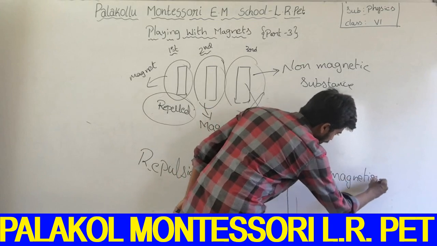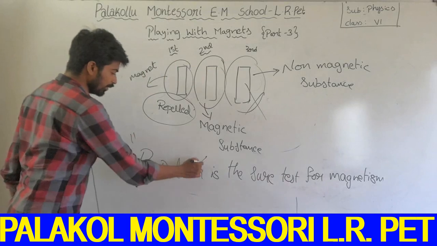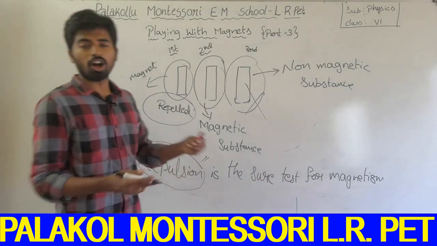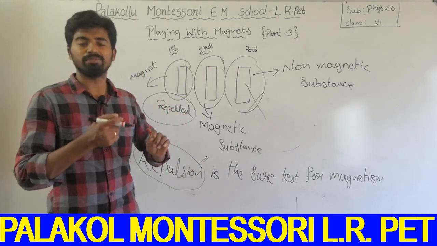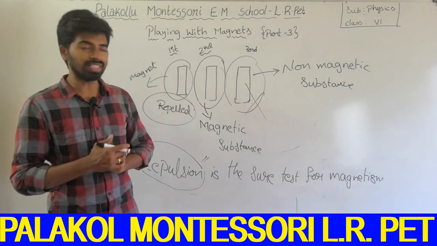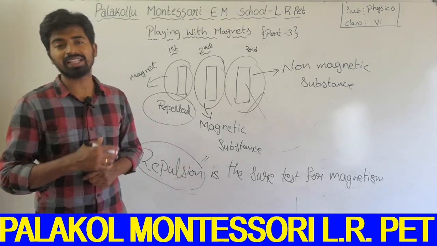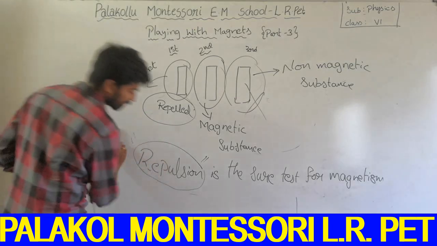To identify the magnet, what is the sure test? The sure test is repulsion. If the object repels another magnet, definitely that object is a magnet. So what is the sure test for magnetism? Repulsion is the sure test for magnetism.